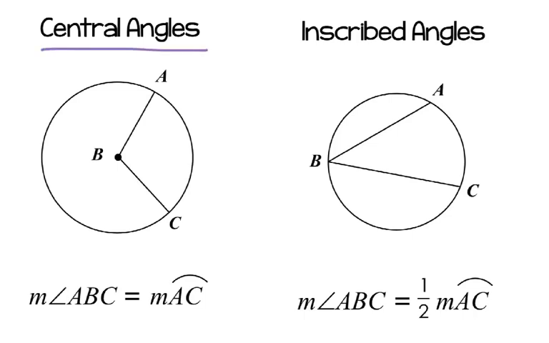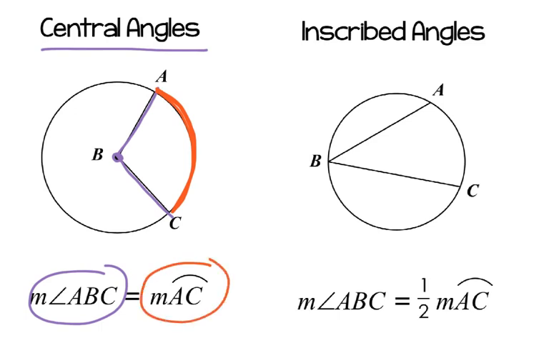So a central angle is an angle where the vertex of the angle is at the center of the circle. So B is the center of the circle. It's also the vertex of the angle ABC. So the measure of ABC is equal to the intercepted arc. So an intercepted arc is the part of the circle that the angle cuts off from the rest of the circle.